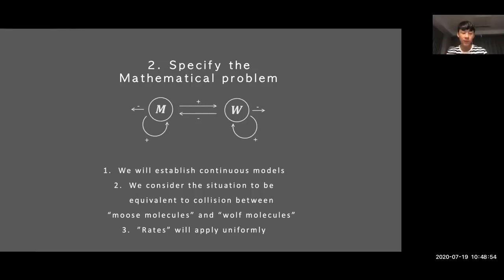Because we cannot perfectly know where a single moose is going to be at some time, we have to assume that this is equivalent to random moose molecules and random wolf molecules roaming around the island and colliding with each other. And 3, weights are going to apply uniformly. So if we have a variable for the rate at which the moose population declines when moose and wolf meet, that rate is going to apply uniformly to every single collision between moose and wolf. So these are the assumptions that we're going to make.